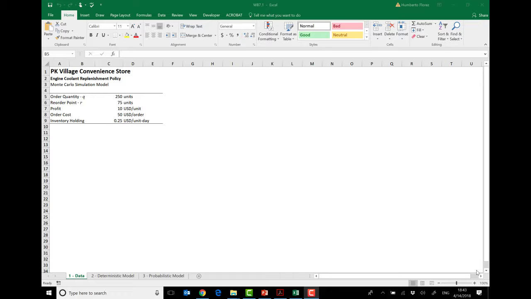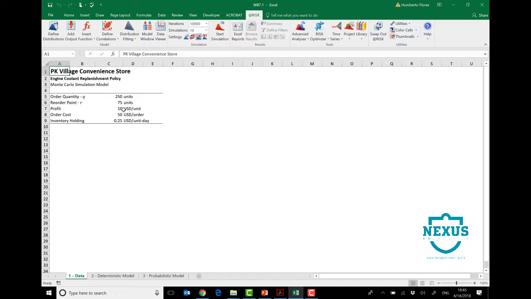This is file WB7.1. We're going to illustrate how to use @RISK to create Monte Carlo simulation models. @RISK is now loaded. We have a bit of data on this tab.